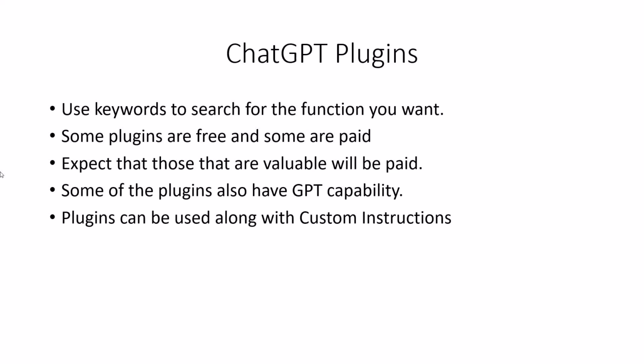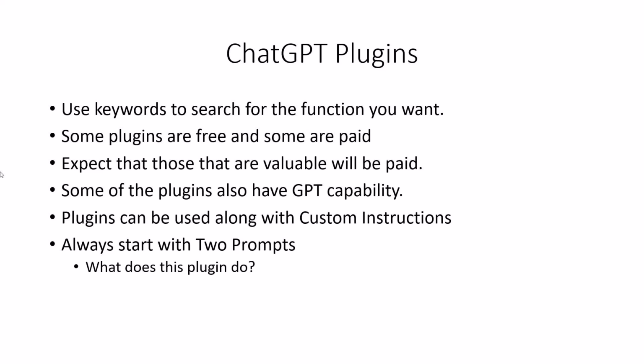But if you didn't have it plugged in, then you would need to make sure that you get everything into the context of what you're trying to do within a custom GPT. And so I'm going to say that when you're using ChatGPT plugins, you always start with two different prompts. You want to start by asking ChatGPT within that conversation, what does this plugin do? And let ChatGPT tell you what it does.